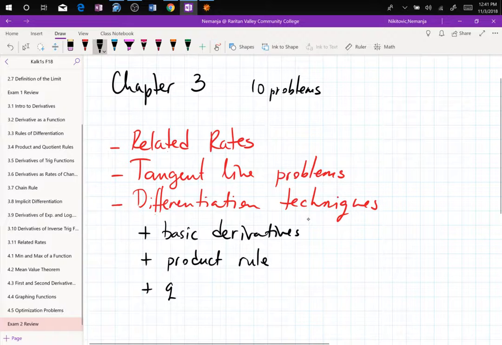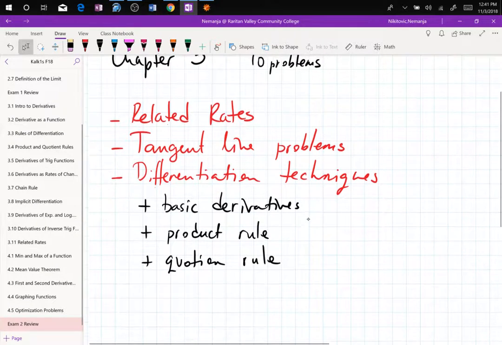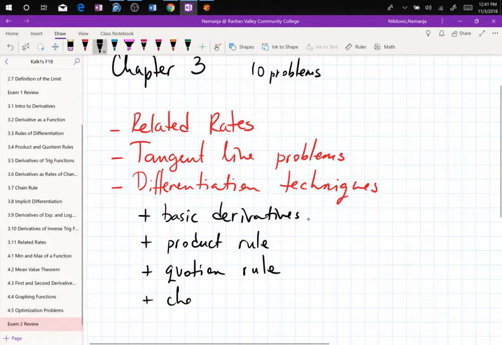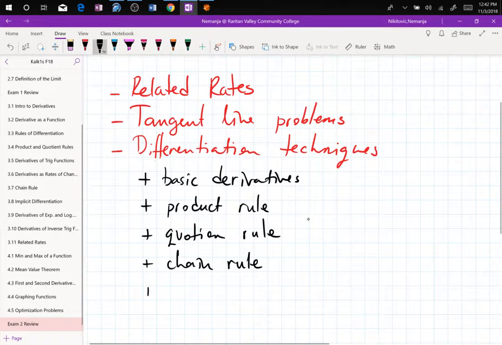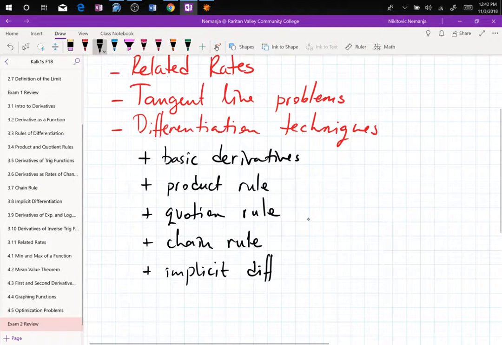Then we have the quotient rule. Then we have the chain rule. Then we have implicit differentiation, our favorite. And logarithmic.